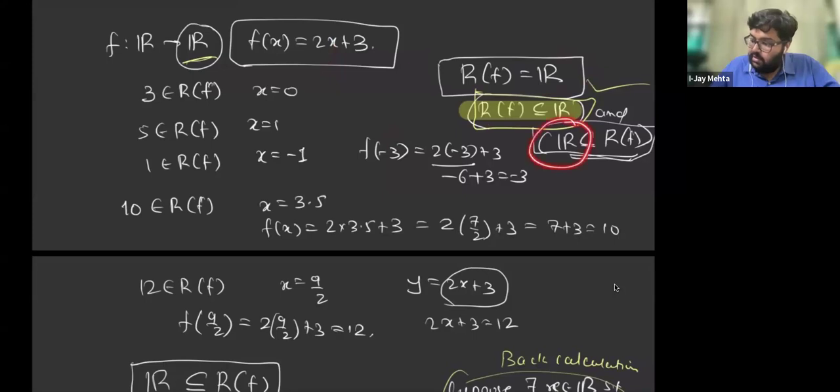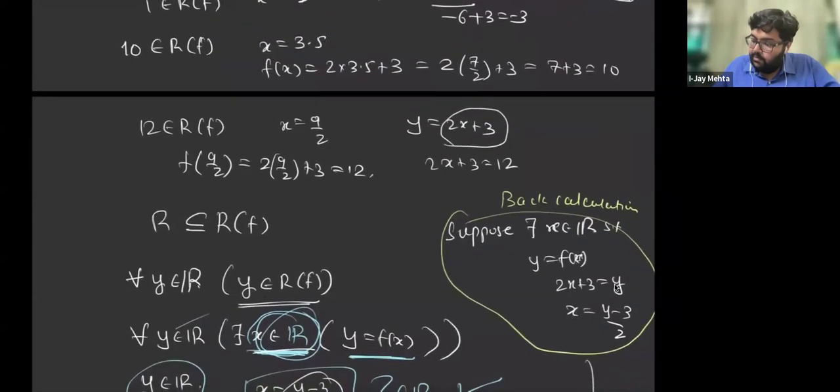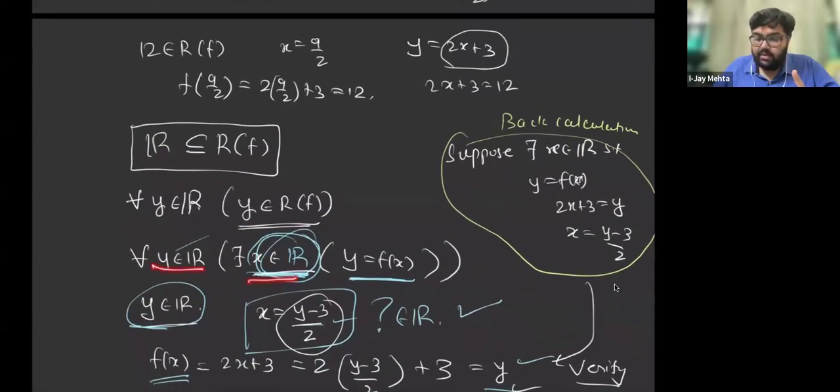That means given any real number, I want to show that it is in range of f. That means given any real number, I want to find x. Given any real y, I want to find x so that y equals f(x). And then we do back calculation, assuming that suppose x exists. We are not saying it exists. We say that, okay, let us check. Suppose x is there like this, then what is x? x will be of this form.